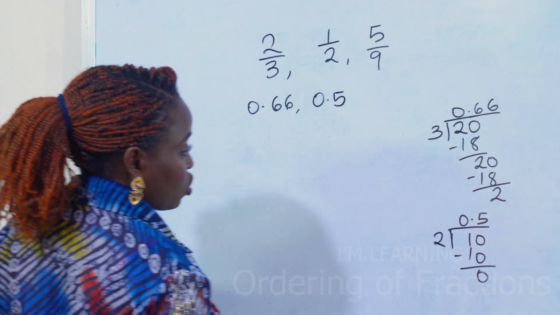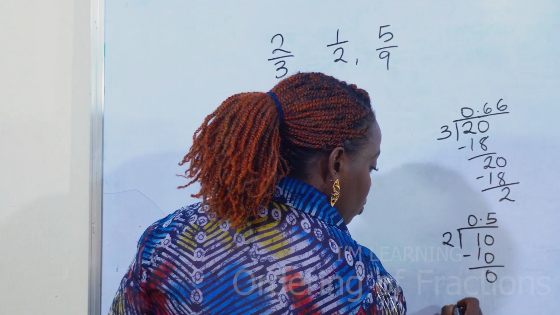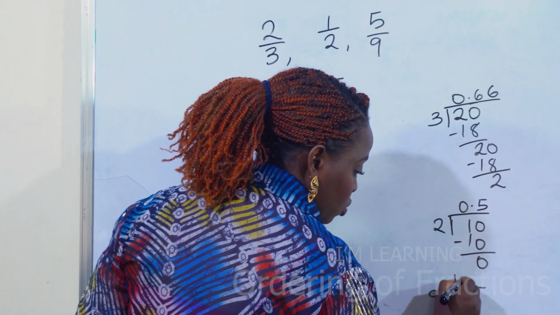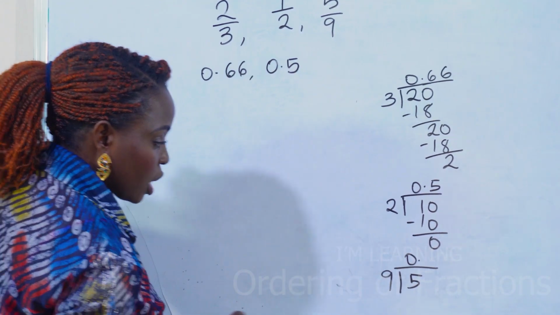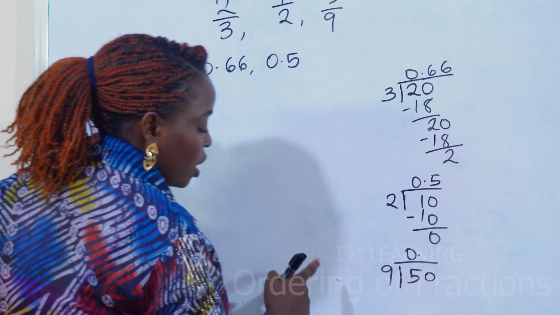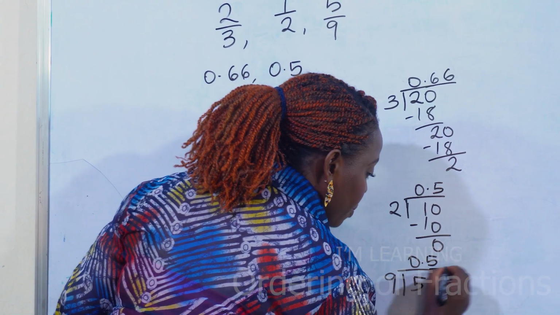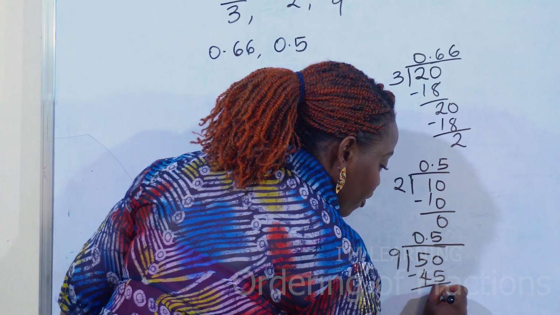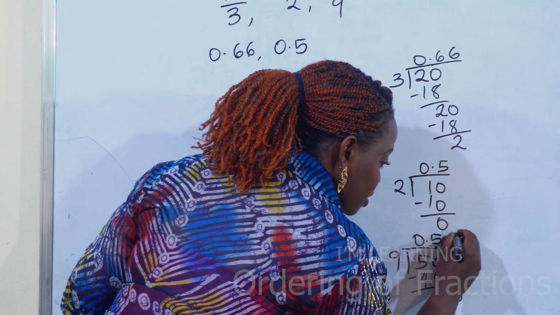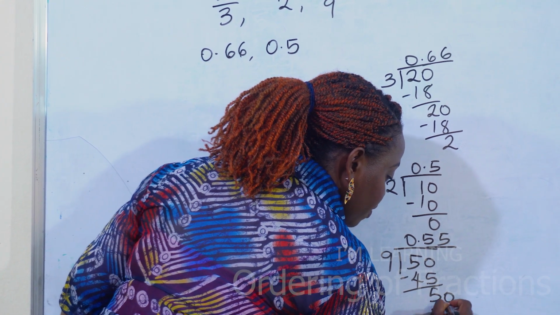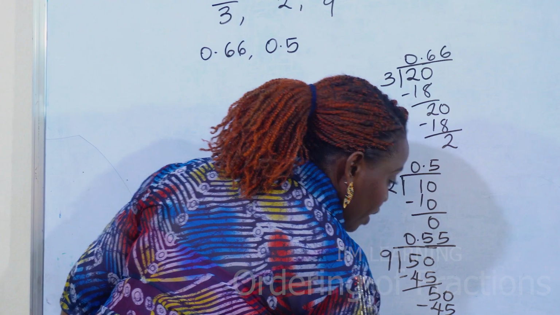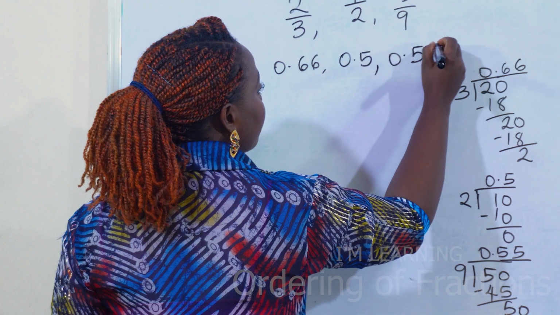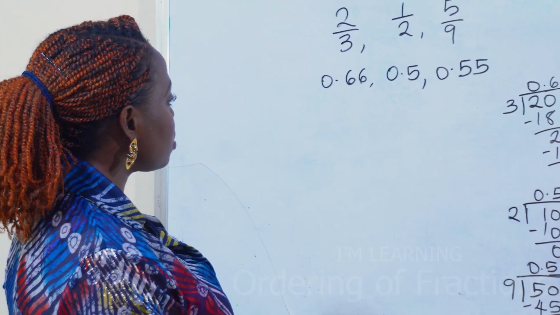Now let's look at the last fraction, 5 over 9. 9 will go in 5? That's not possible, so I put my 0 and I put my decimal point. That allows me to add a 0 here. Now 9 will go in 55 times. 9 times 5 is 45. Subtract, I have 5. I add another 0. 9 goes in 50 five times. 9 times 5 is 45. I subtract, I end up with 5. So I have again a recurring decimal of 0.55.